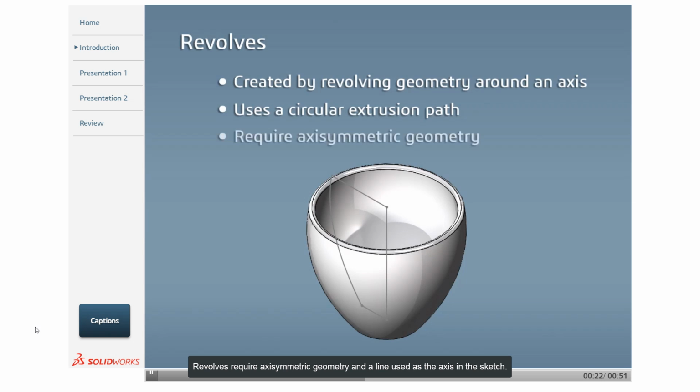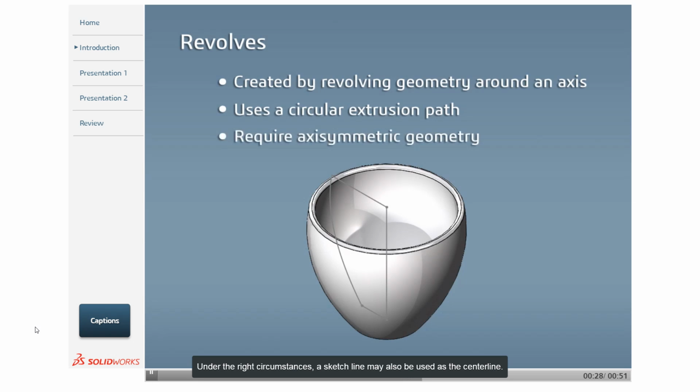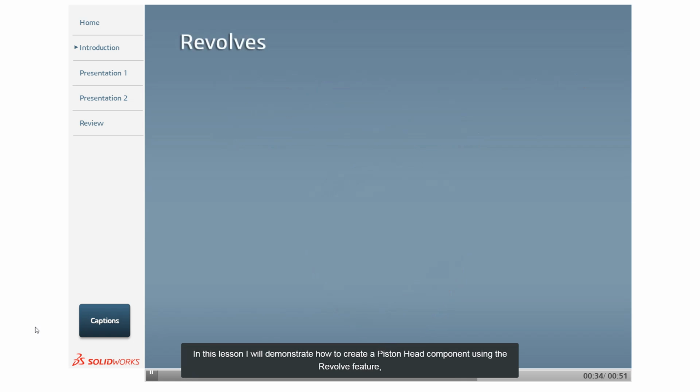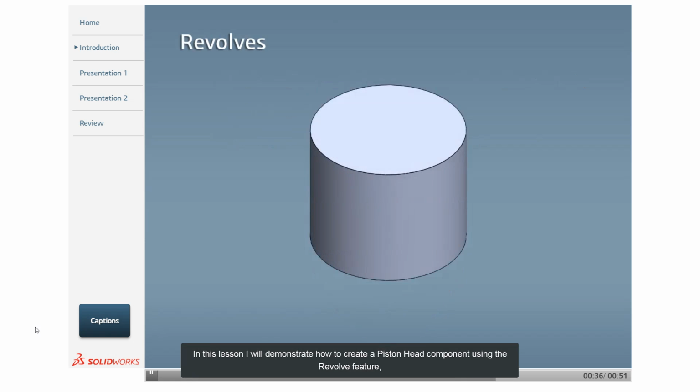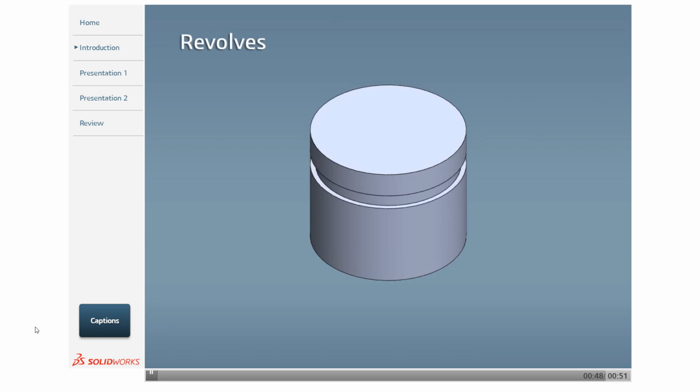Revolves require axisymmetric geometry and a line used as the axis in the sketch. Under the right circumstances, a sketch line may also be used as the center line. In this lesson, I will demonstrate how to create a piston head component using the revolve feature, and then I will create a cut going around the outer face of the piston. Each of these will be created by revolving a single sketch around an axis, creating individual features for the part.